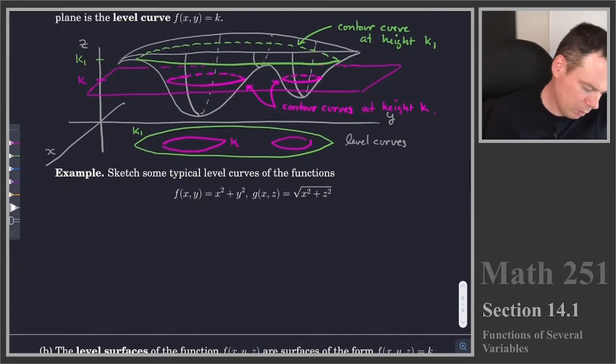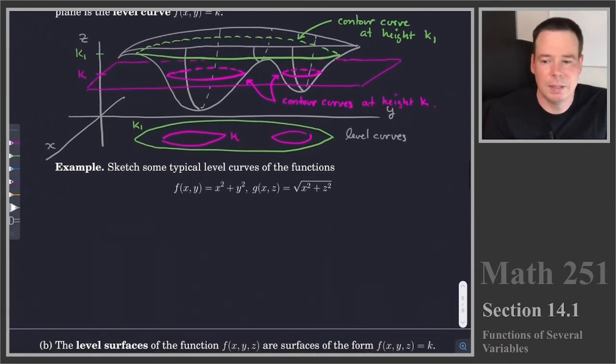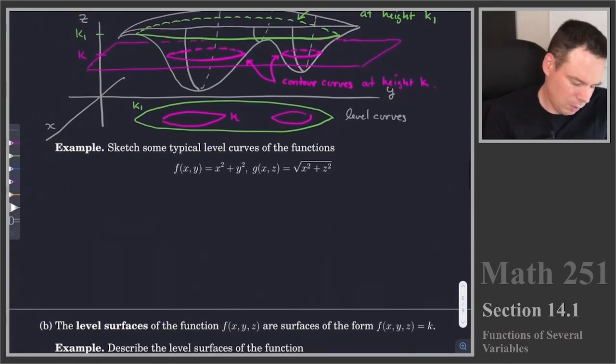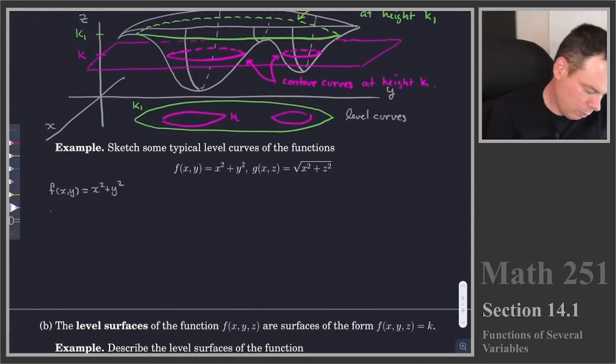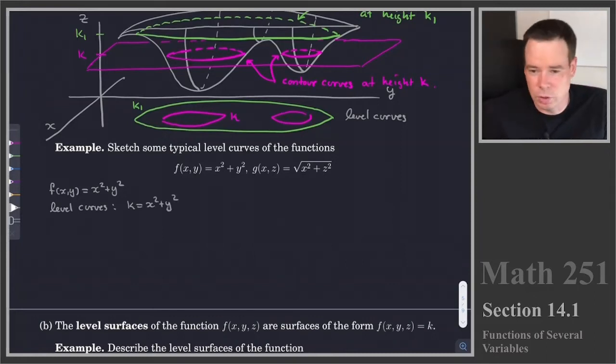So let's do an example of this. Sketch some typical level curves for these functions. So we've got f of xy is equal to x squared plus y squared. We want to draw the level curves for this. So level curves, we're going to say we're interested in curves of the form where the function value is equal to k, where k is some fixed constant. And then we'll let that constant change.